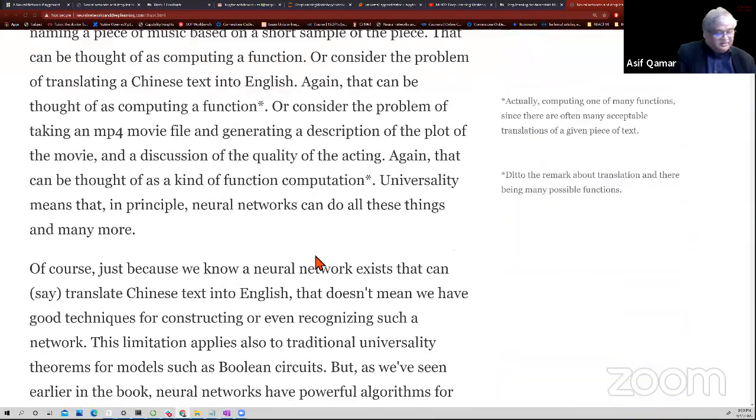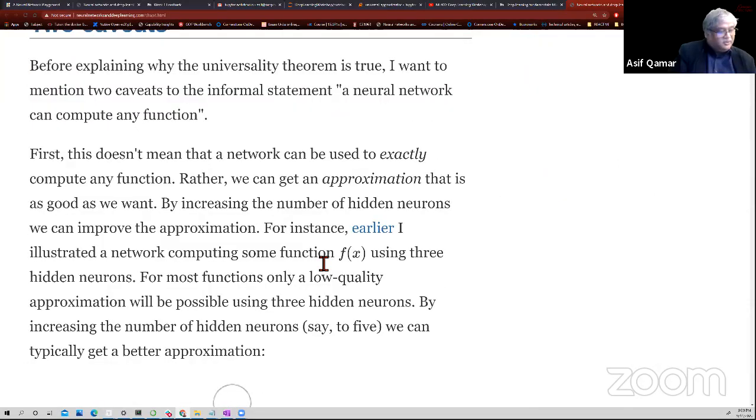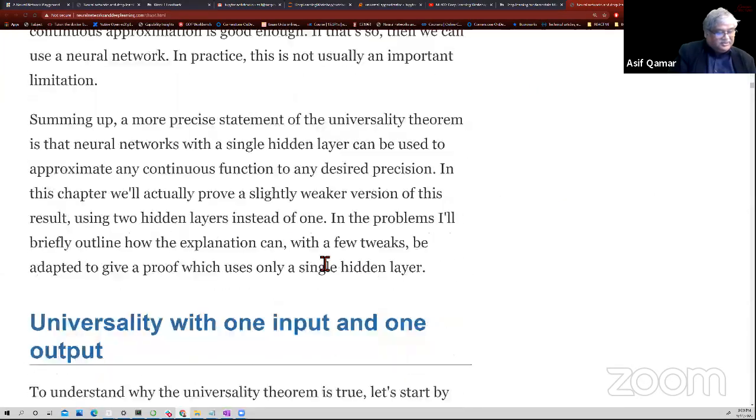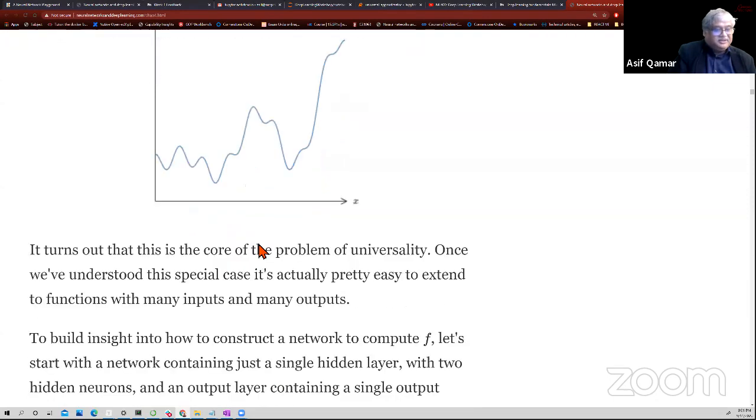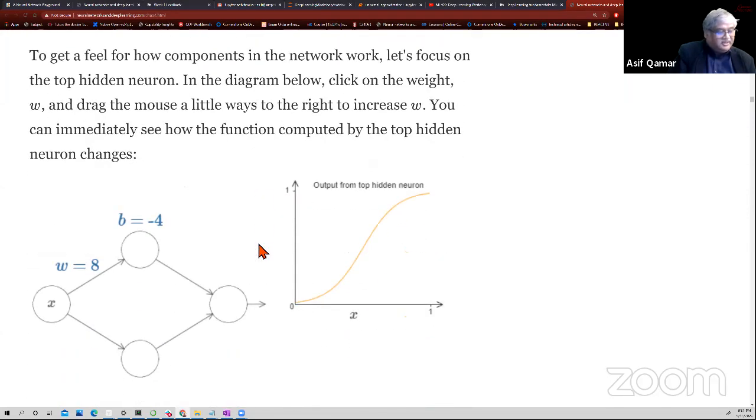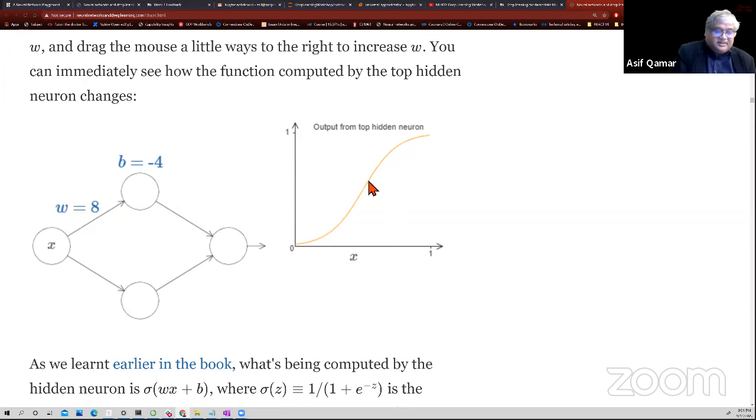Now you can read through this, but I'll go down. And at some point he shows this very peculiar function. Now, how do we approximate this function? Look at this neuron. This is one magic box. X goes into this magic box, and what comes out at this particular point looks like this because it gets distorted.